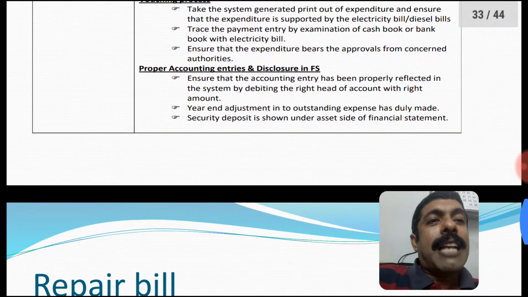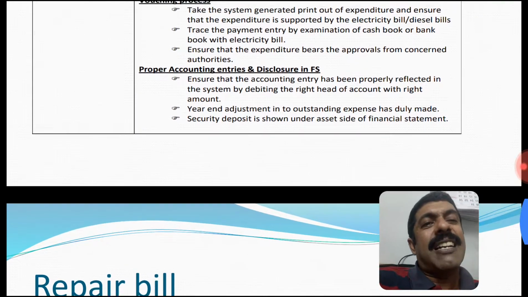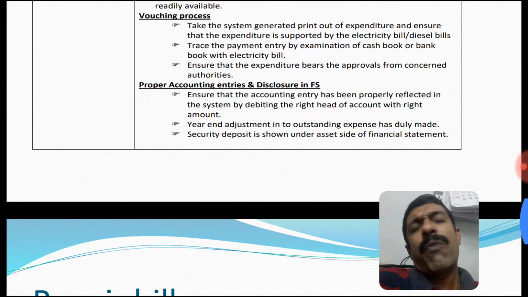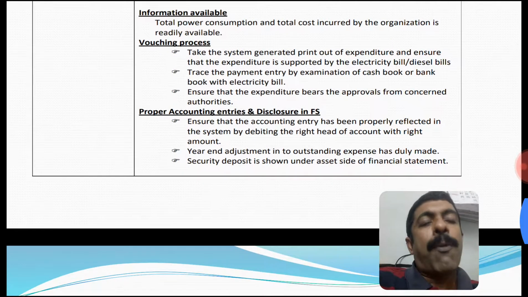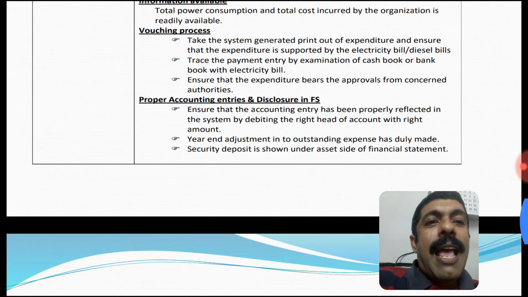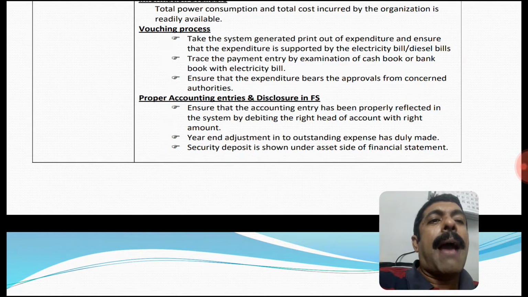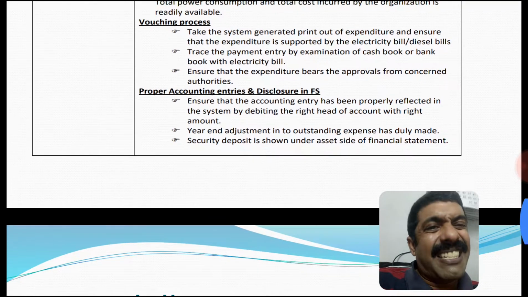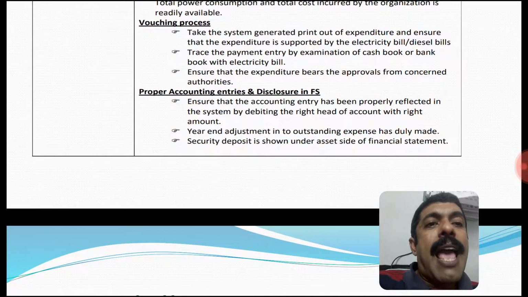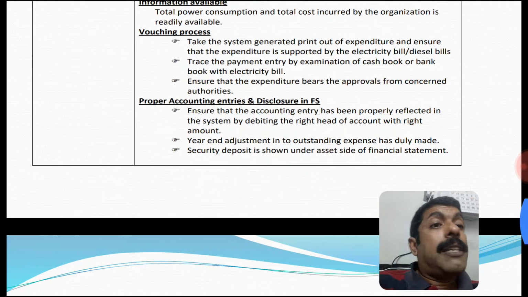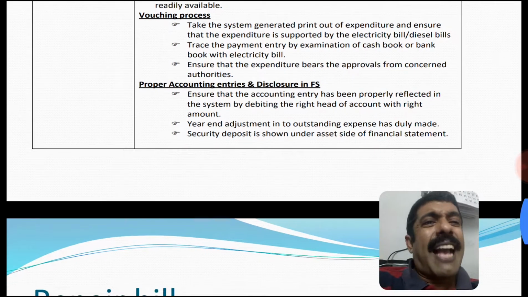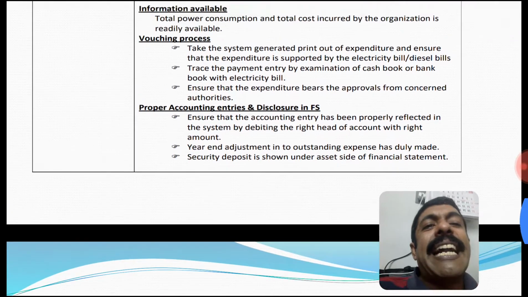Ensure that the expenditure bears the approval from the concerned authority. This is the main aspect of vouching. The system generated report printout should be supported by the relevant bill and should bear the approval from the concerned authority; this is a common point. And how the payment is made is common for all expenditure. By examining the cash book or bank book, we will have an idea about the payment.